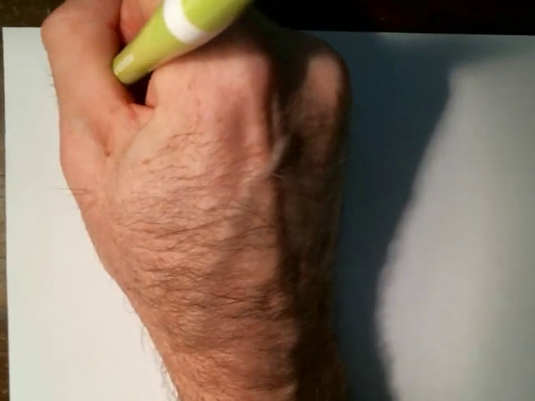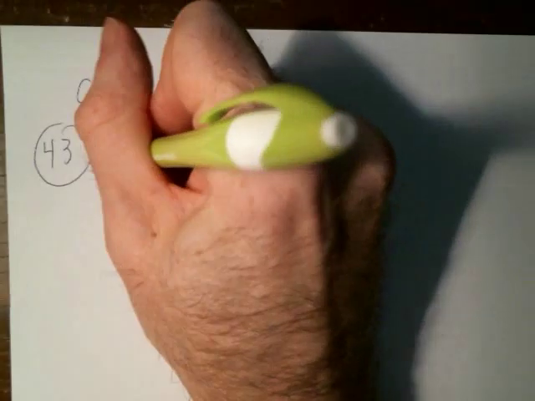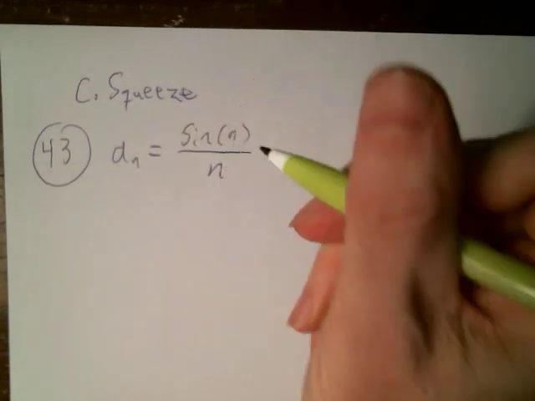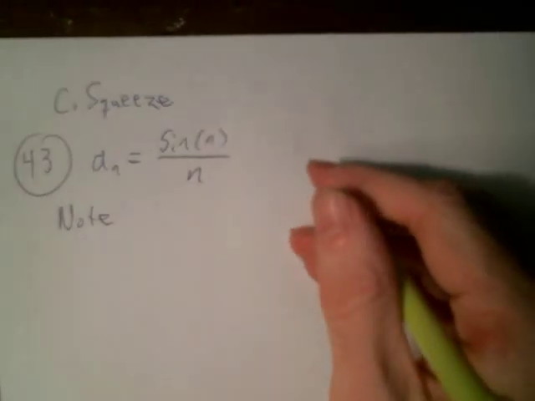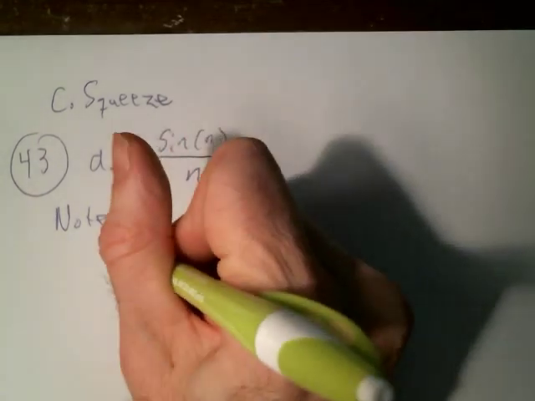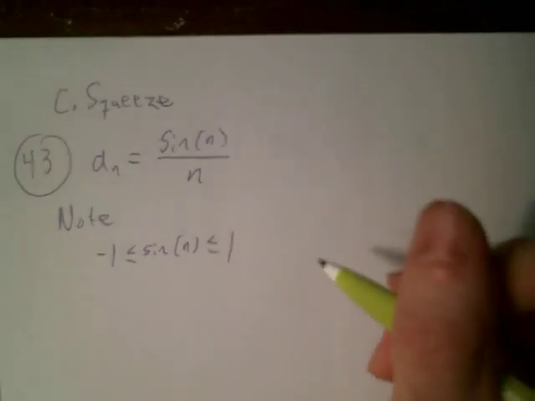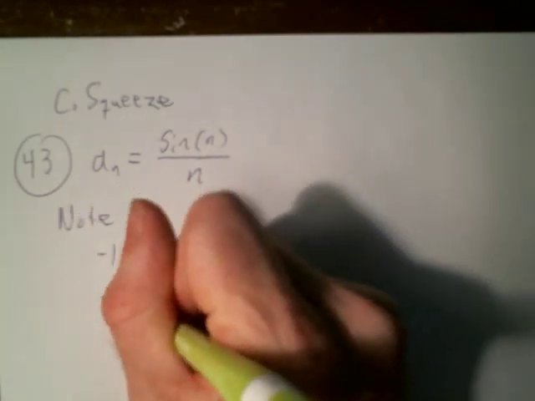Okay. The squeeze theorem we saw in Calc 1, we see it again here. So 43, we have the formula a sub n equals sine of n all over n. So we can find the limit by considering this inequality. Sine of n is always going to be bounded in between -1 and 1 for any n. Then we can divide all three sides by n, supposing that n is greater than 0.